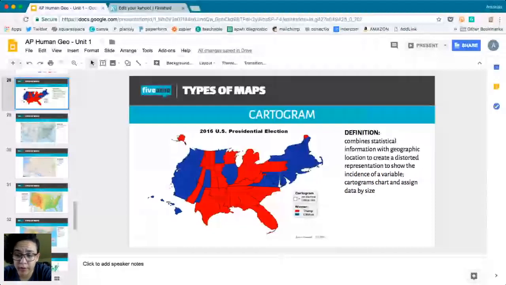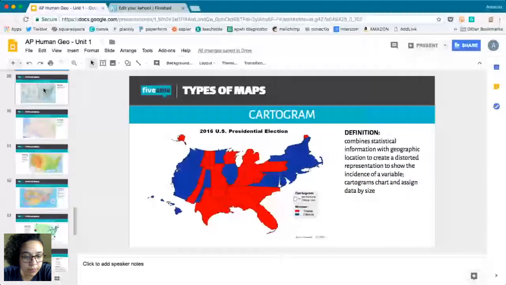So this is Cartogram. Yes, I can see the chat. I'm trying not to look at it because it confuses me when I look over there, and there's just so many things.